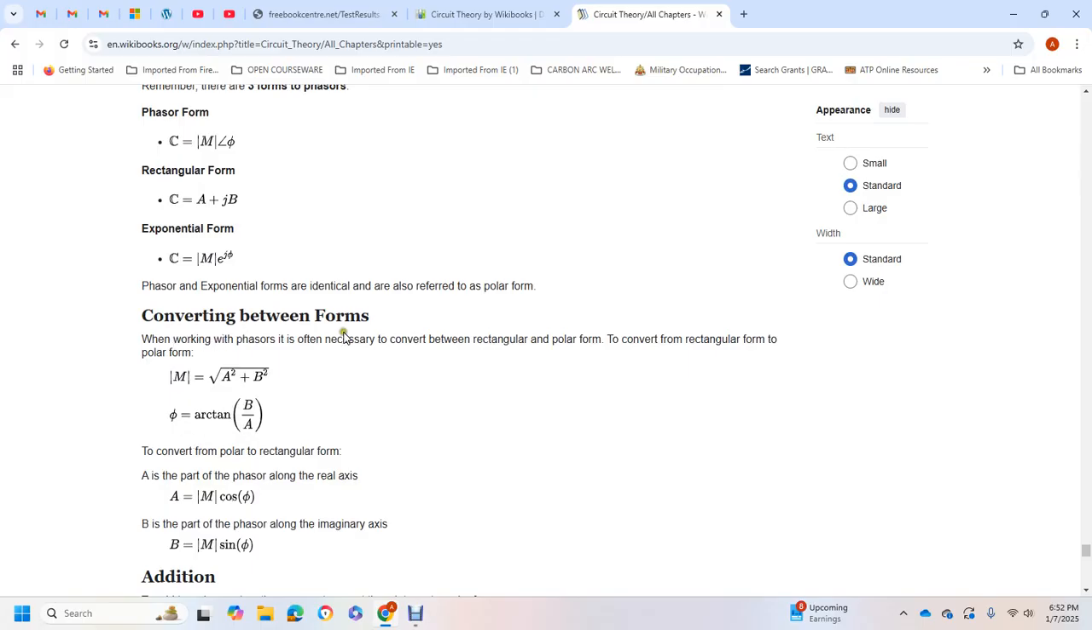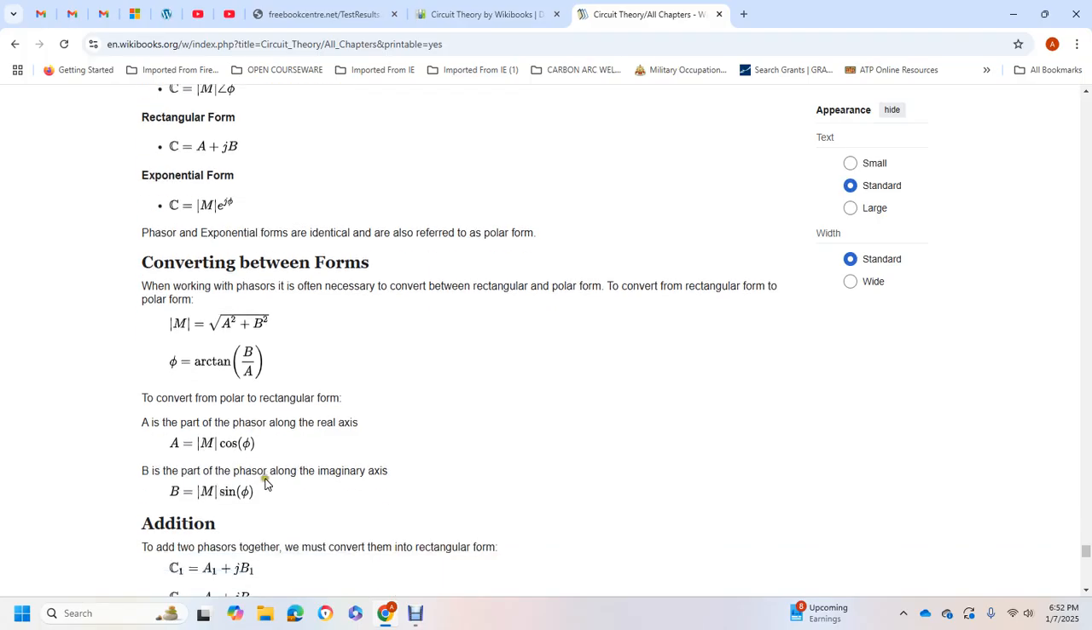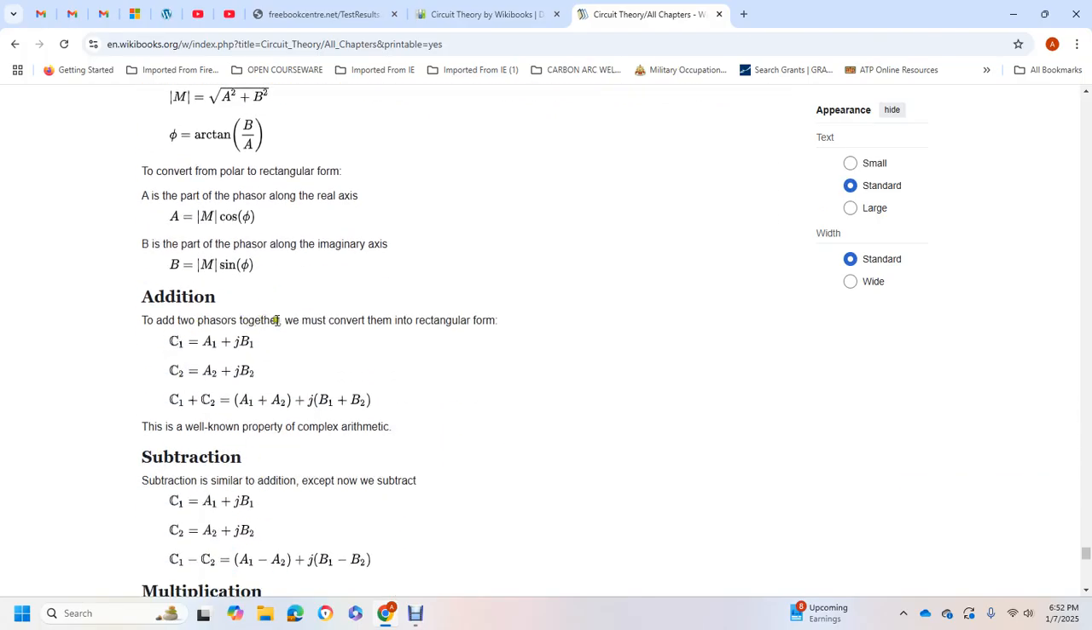Converting between forms. When working with phasors, you only necessarily need to convert between rectangular and polar form. To convert rectangular form to polar form, for the rectangular form, a is the part of the phasor along the real axis, and b is the part of the phasor along the imaginary axis. To add two phasors together, convert to rectangular form and complete the algebra.